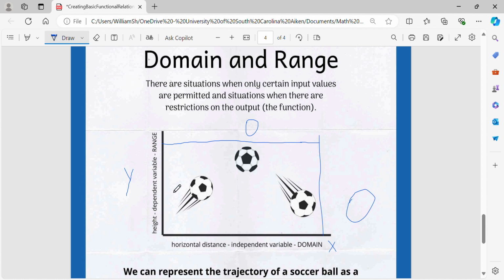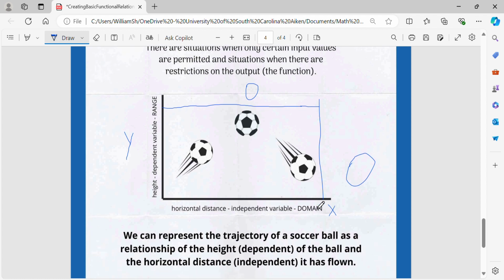Okay. Another thing to consider is we can't kick the ball negative. We can only kick the ball positive distance. And we also can't kick the ball down below a certain distance either. If this X bar right here is the ground, we can't kick the ball below the ground. Just as we can't kick the ball backwards. Because even if we kick it backwards, if we turn around and kick it the opposite direction, it has still traveled a positive distance. So we can't really kick it negative distance.